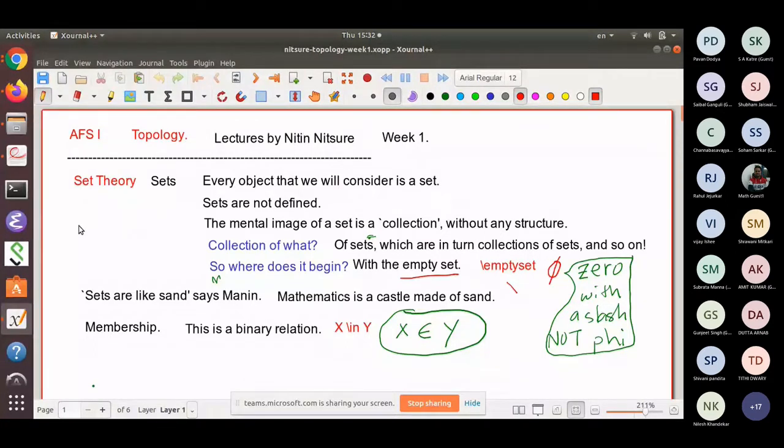So yesterday we began with revising something about sets. And we said every object that we'll consider is a set. But today we'll consider some non-set objects. But all right, most of the objects will be sets. Sets are not defined. But of course, we have something in mind, and that is a collection of some sort, but a collection without any further structure. So it's like a handful of sand. All the sand grains are not connected to each other in any definite structure.